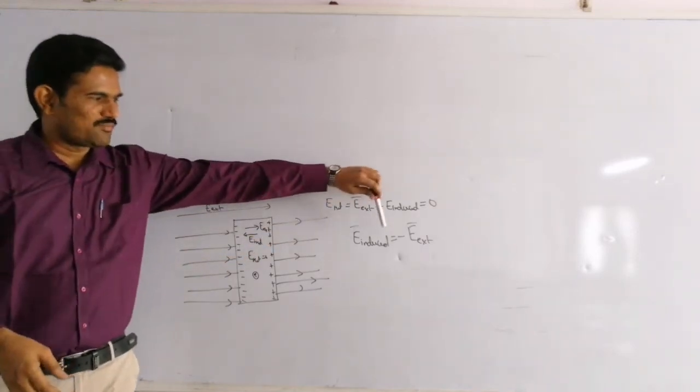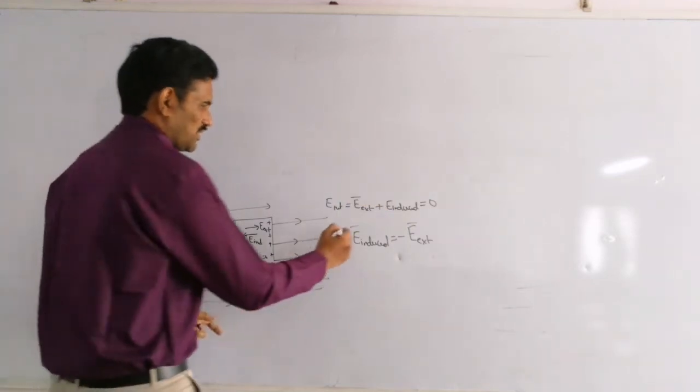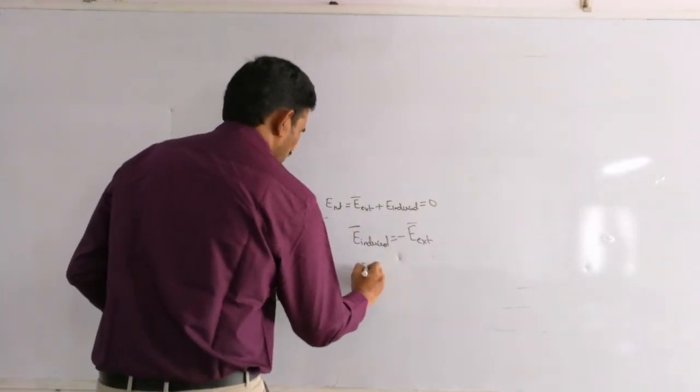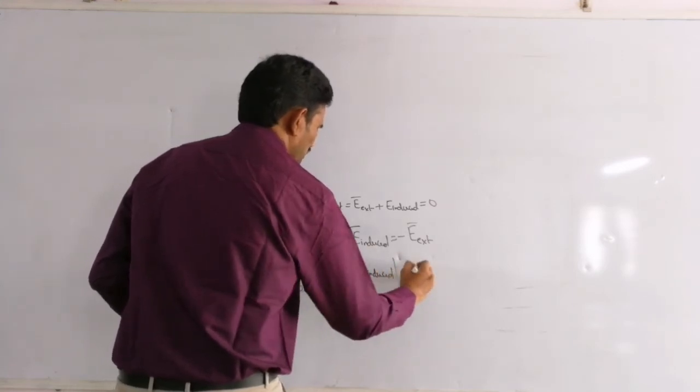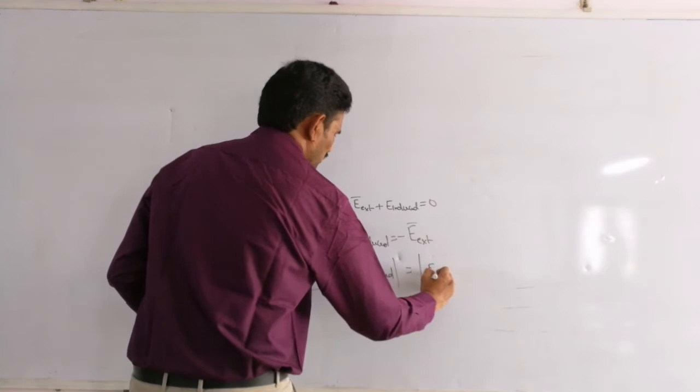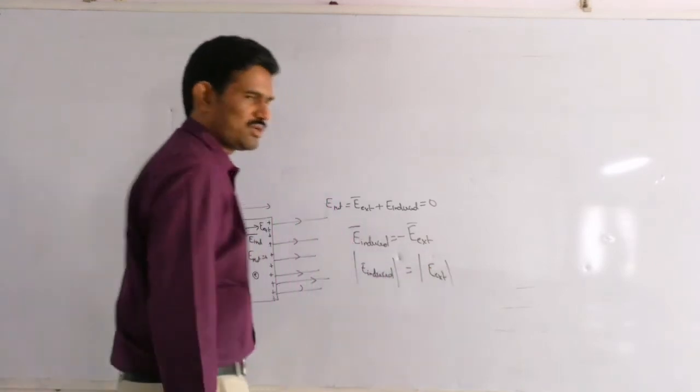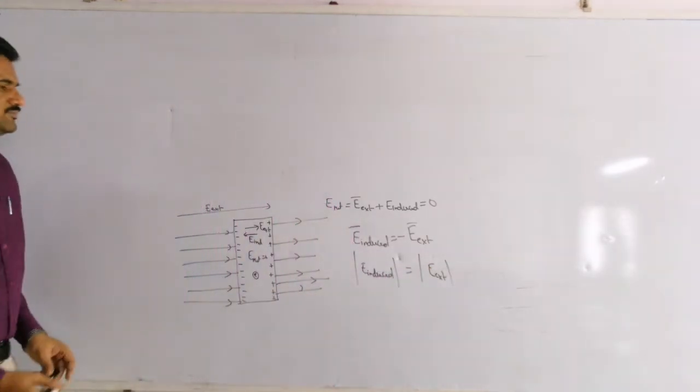This induced field and this external field are equal in magnitude. This is a vector here. I can write that their magnitudes are equal. So the magnitude of this induced field is equal to the magnitude of this external field here. They are equal in magnitude and opposite in direction.